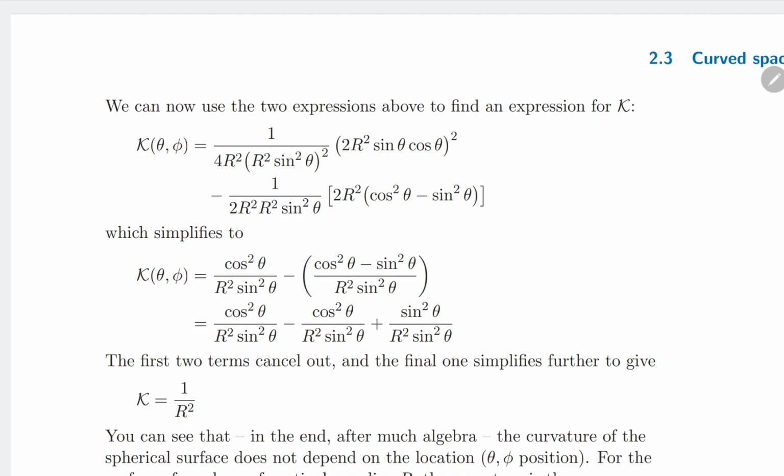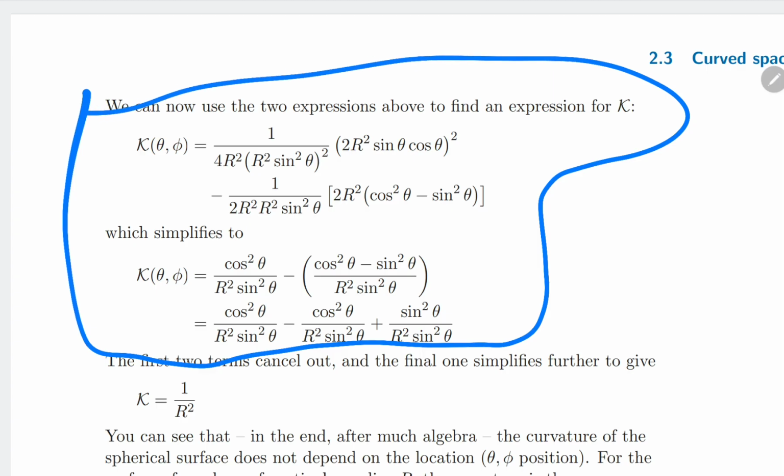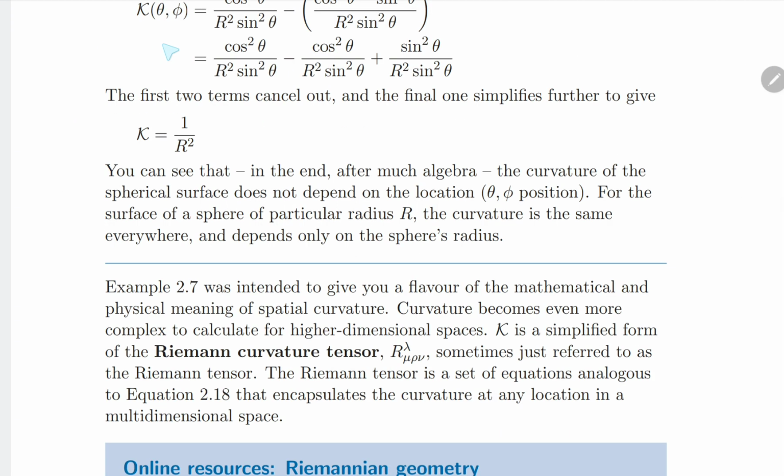We can now use the two expressions above to find an expression for k, which simplifies to the following. The first two terms cancel out and the final one simplifies further to give k equals 1 over r squared. You can see that in the end, after much algebra, the curvature of a spherical surface does not depend on the location of the theta phi position. For the surface of a sphere of particular radius r, the curvature is the same everywhere and depends only on the surface's radius.